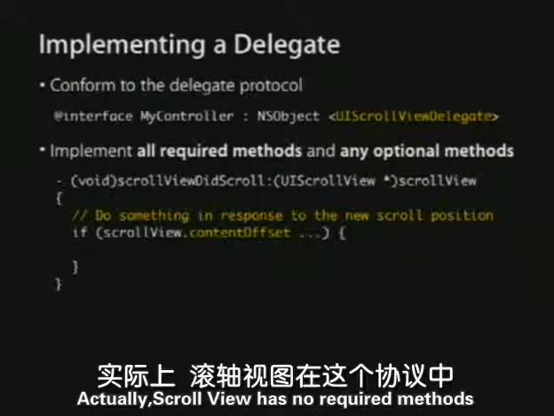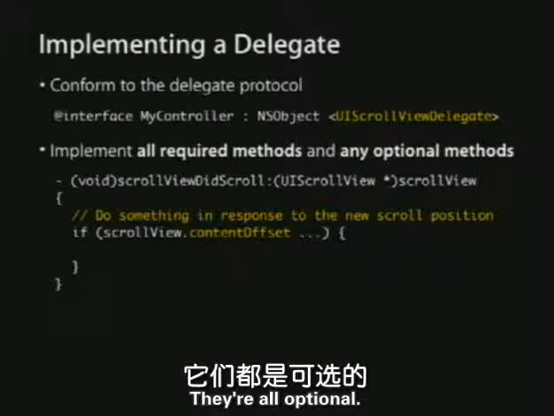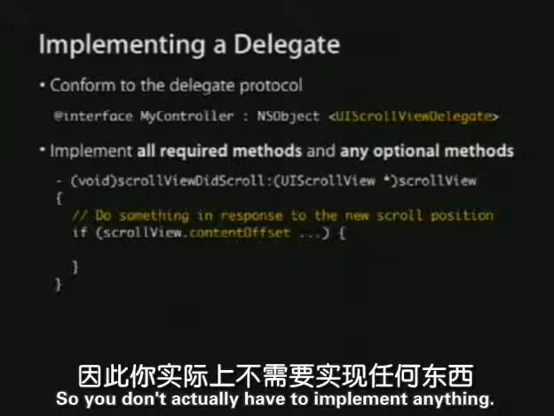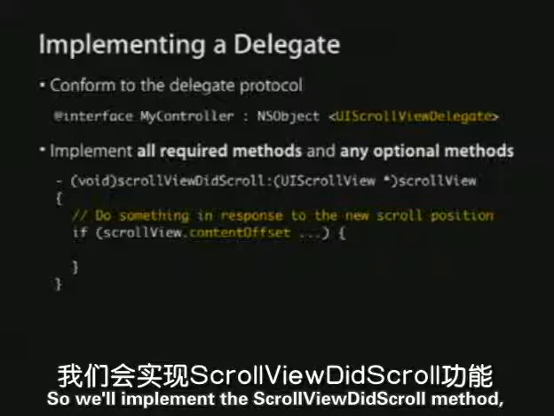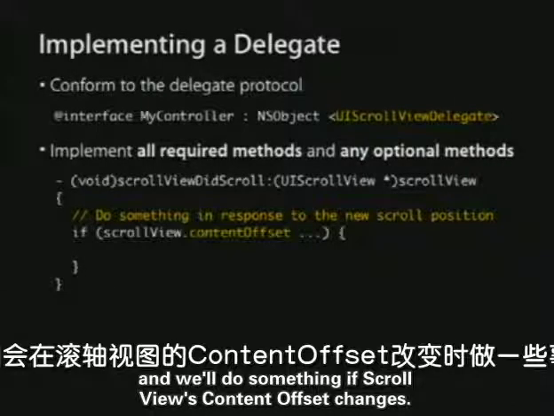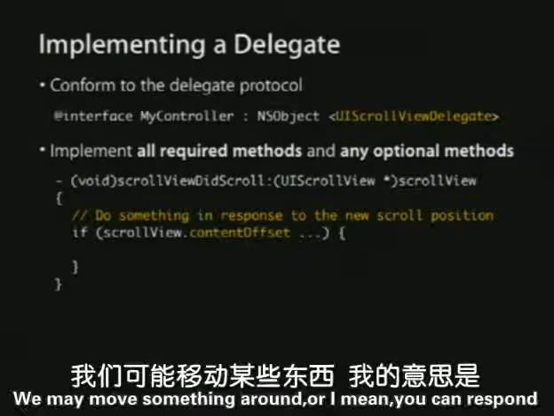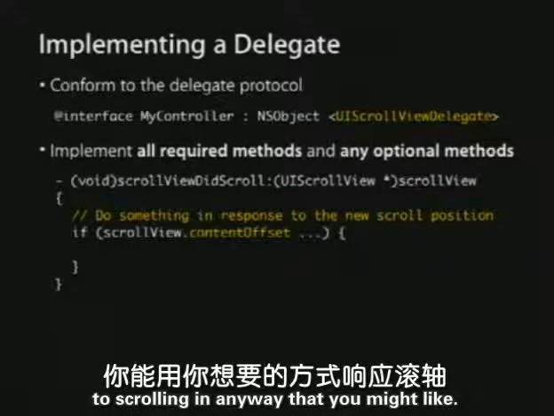Actually, scroll view has no required methods in its protocol. They're all optional. So you don't actually have to implement anything. So we'll implement the scrollViewDidScroll method. And we'll do something if scroll view's content offset changes. We may move something around, or I mean, you can respond to scrolling in any way that you might like.